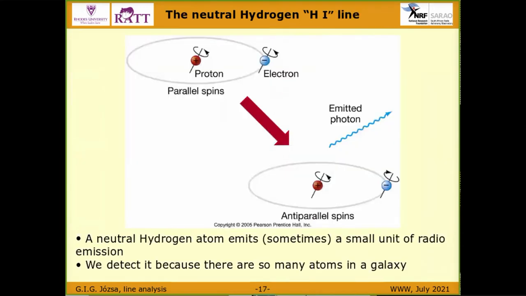Neutral hydrogen is a hyperfine line, which means, so this is the simple picture, a neutral hydrogen atom emits a small unit of radio emission. And this happens if the spin of the proton and the electron flip from rotation in the same sense to spinning in the opposite sense. Photon emitted.